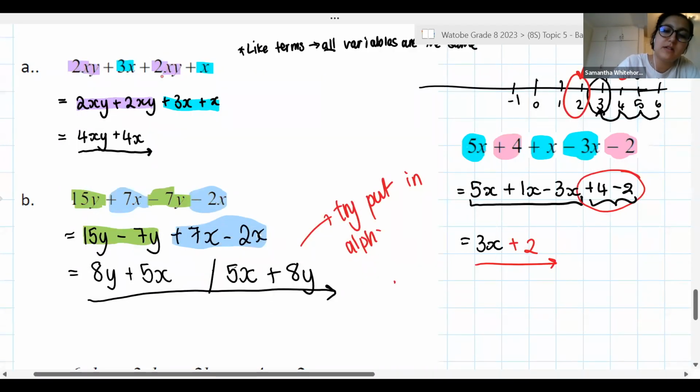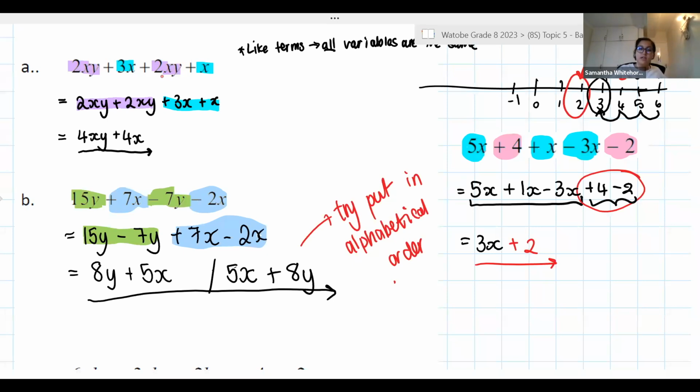How do you spell alphabetical? Alphabet. Ooh. There we go. Right, so not the end of the world if you said 8y plus 5x. 100% fine. But we do try and put it in alphabetical order.